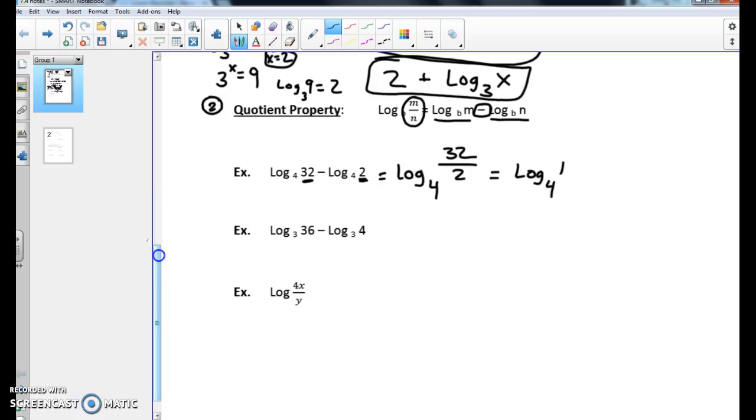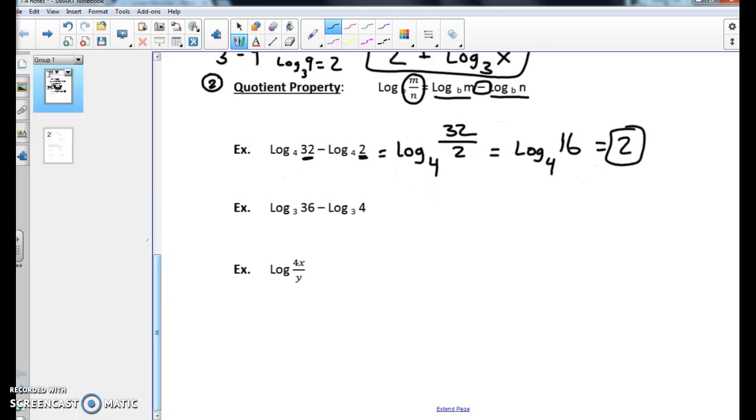That becomes 16. Now maybe some of you are looking at that and you recognize, oh, I know what that is. Log base 4 of 16. That's going to actually simplify much easier down to 2, because 4 to the second power equals 16. Okay.